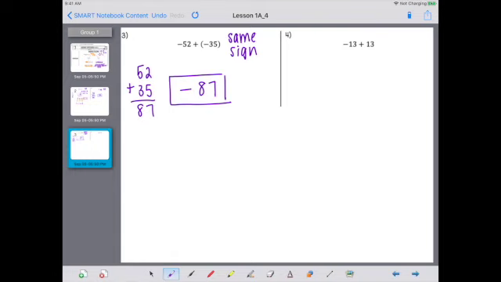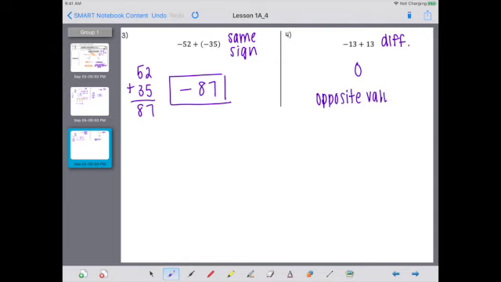Okay, for number 4. Negative 13 plus 13. So we have different signs. We want to make sure we're taking the absolute value of the larger number, which here they're both equal. So here we have negative 13 and you're adding 13. That's kind of like what we were talking about with the first example, where a negative and a positive are going to cancel out if they're the same value. So if you have negative 13, you add 13 to it, you're going to get 0. That is your answer.